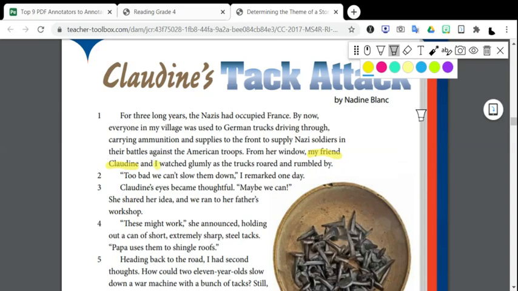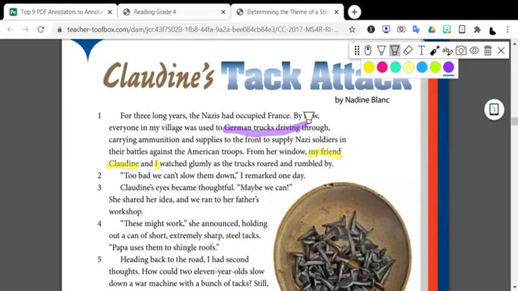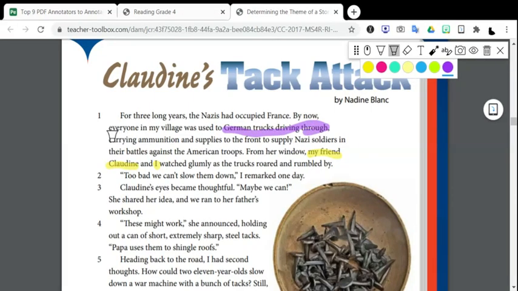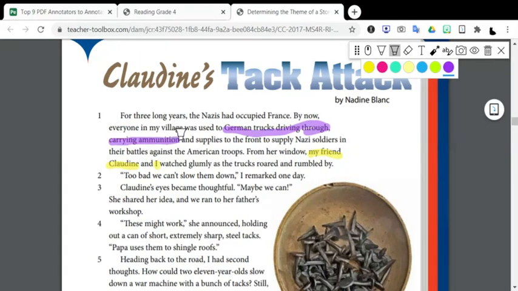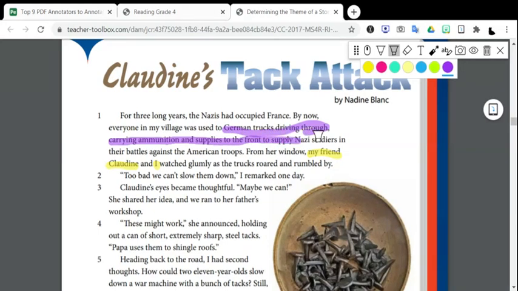All right, let's take our highlighters. Take your highlighter at home, and we're going to go through and we are going to identify the characters and the problems. So the characters are Claudine and her friend, okay? The problem is, and let's change highlighters for that one. You can use the same one at home if you'd like.